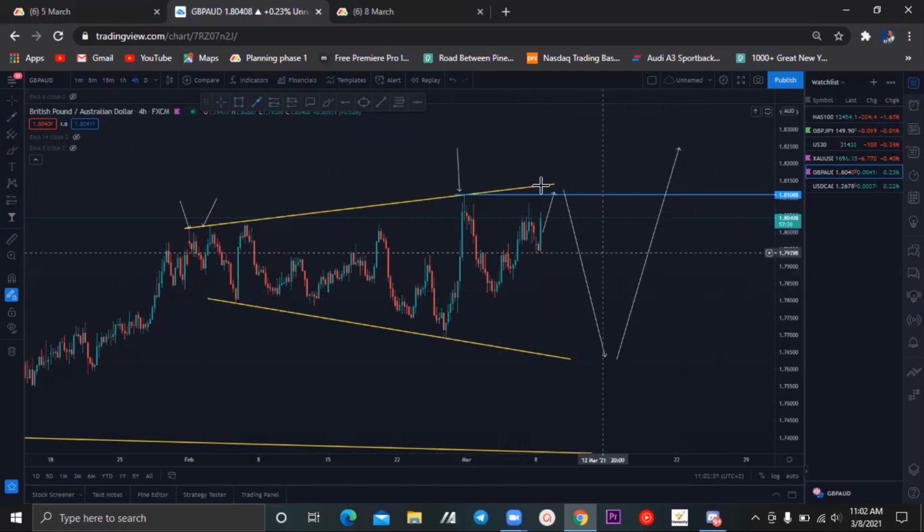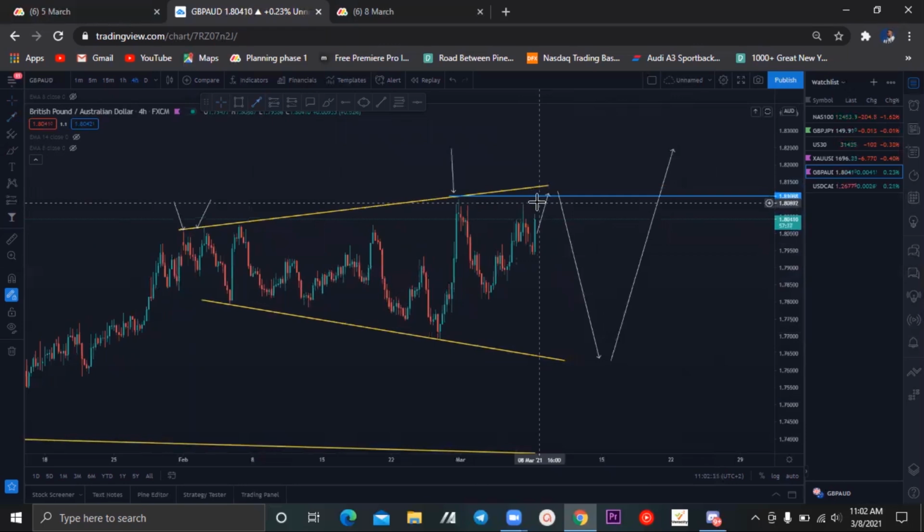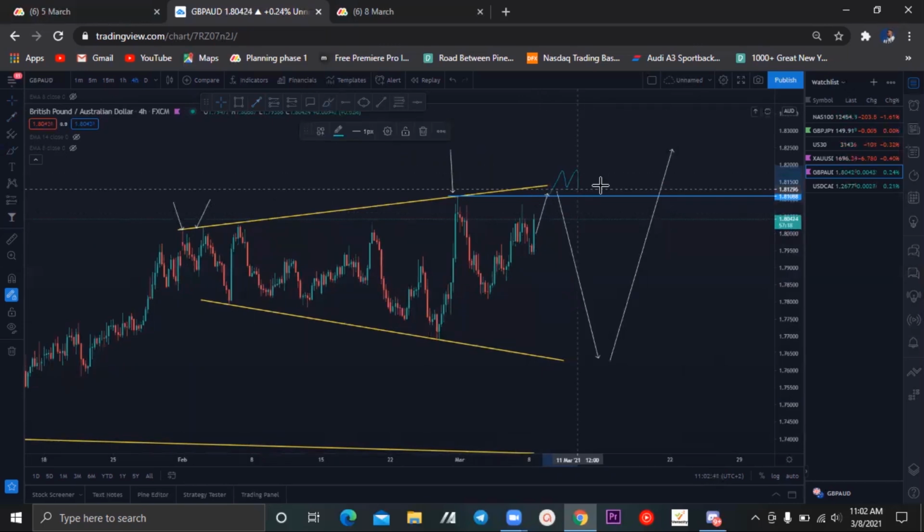So now we can clearly see that we're going to inspect how the market is getting into this key area here. If the market is going to break, then we're going to be looking for a break and come back or a continuation pattern. Then we're going to be capitalizing all the way to the upside.